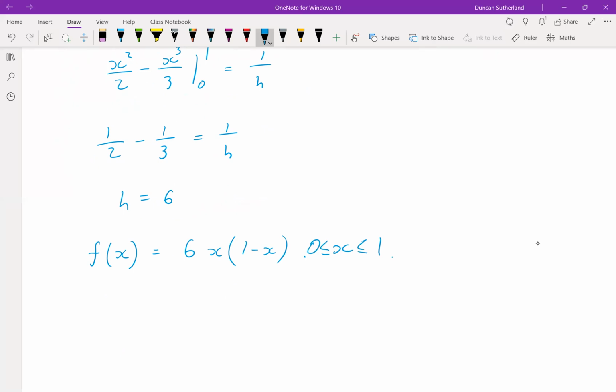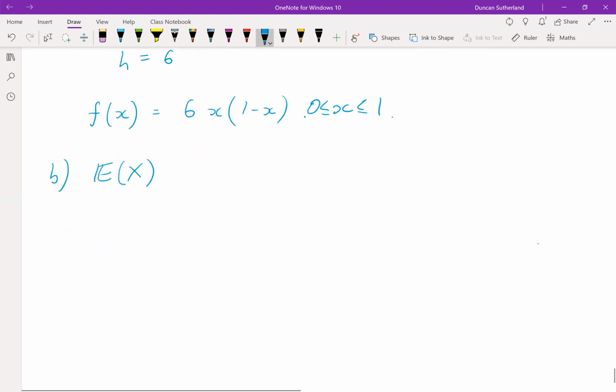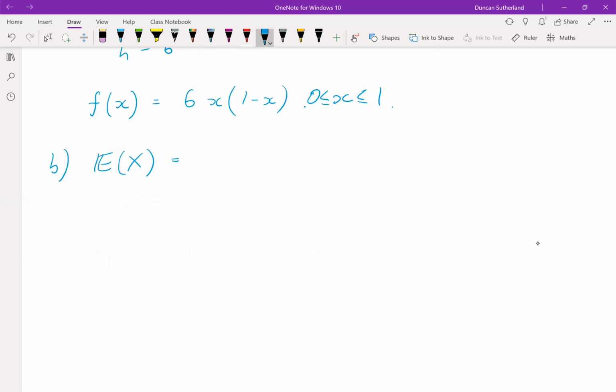We now want the expectation of capital X. So this is for part B. So we remember the expectation is like the mean, if you like. It's a geometric measure of center. It's given by an integral. And again, the integral is over all of the domain. It's x times the distribution, dx.